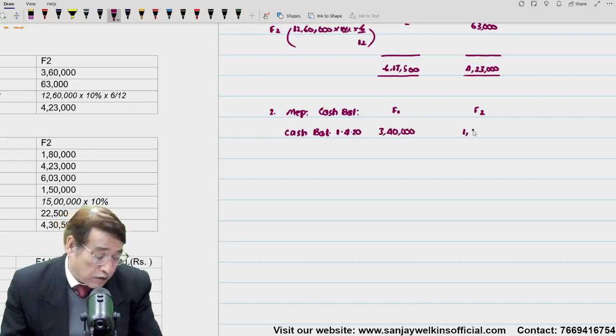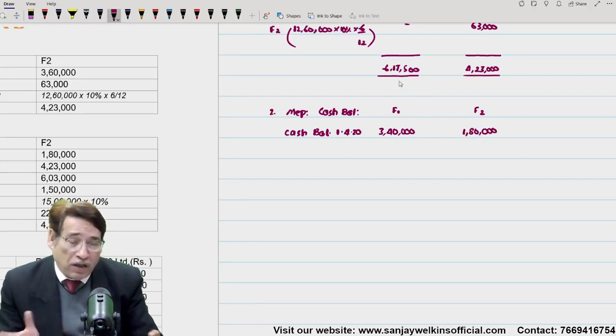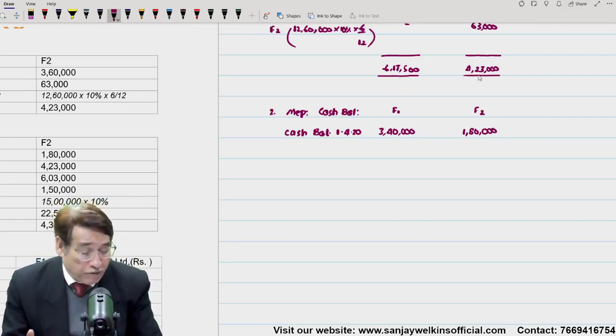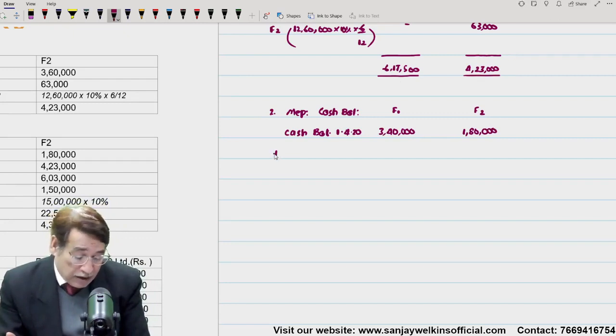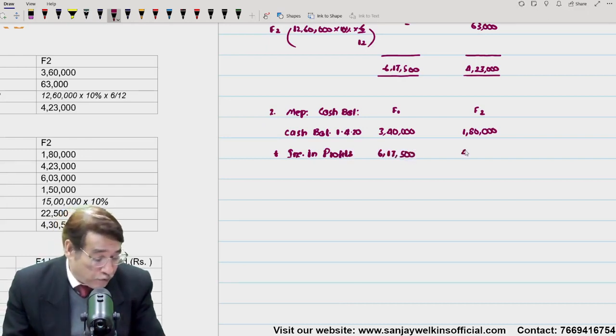and 1,80,000. And now we know that because profit has increased during these 6 months from 1/4/2020 till what we call 1st of October 2020, profits have increased by this much. I will add this increase in profit. Increase in profit means increase in cash. Is it clear to you? Increase in profits I am going to now add. Increase in profits is equal to 6,17,500 and 4,23,000. So this will tell me the balance of cash on the date of takeover.